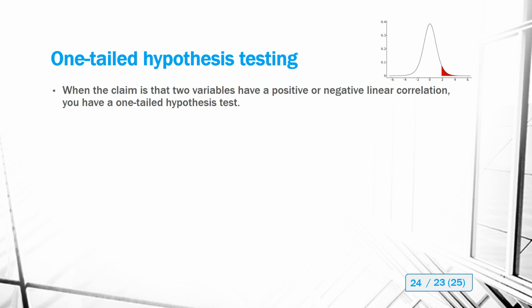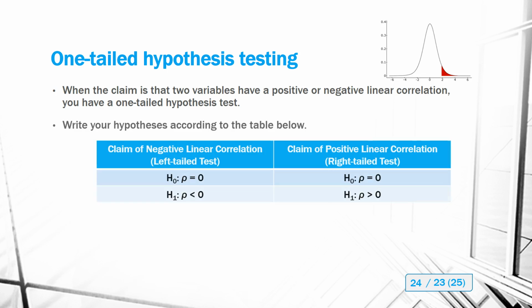We can also have a one-tailed hypothesis test. So tests don't have to be two-tailed, they can be one-tailed. And this usually happens when the claim is either that we have a positive linear correlation or a negative linear correlation. So here's a table that exemplifies what our hypotheses are going to be depending on if we have a left-tailed test or a right-tailed test.